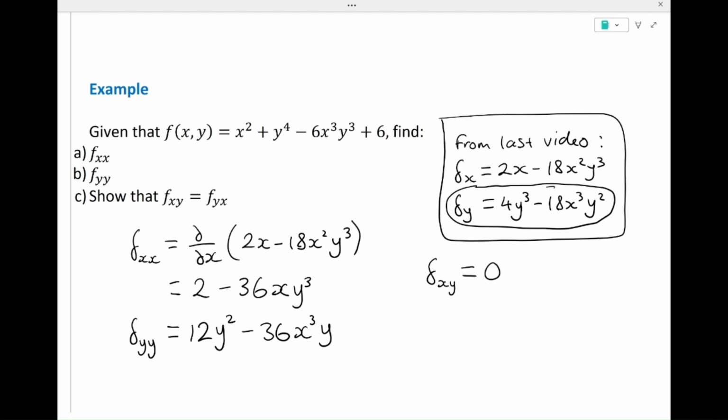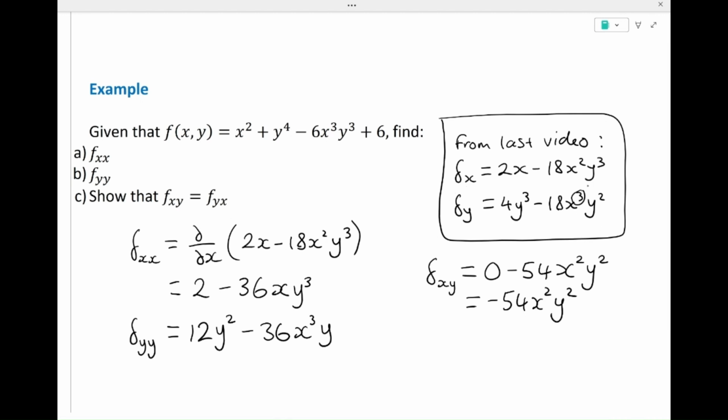And then for my next term, well, it's got x in it. It's a variable term. The power is 3, so I'm going to multiply by 3 to get negative 54. Then x is now going to be to the power of 2, 1 less, and y stays the same as y squared. So the final answer is negative 54 x squared y squared.